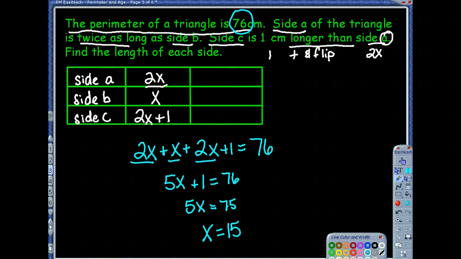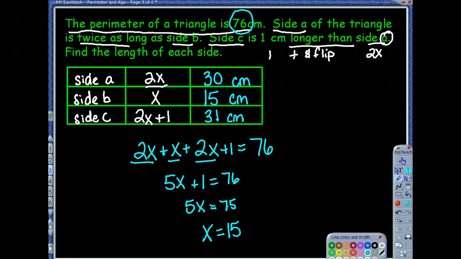Now again, I'm not done. That's why we leave our extra column of our table. X is 15. That means that side B was 15 and our label here was centimeters. Notice that side A was 2 times that. So 2 times our 15 would give us our 30 centimeters. And side C was really just 1 more than side A. If I take 2 times my 15, I'm back at 30 plus 1 would be 31 centimeters.